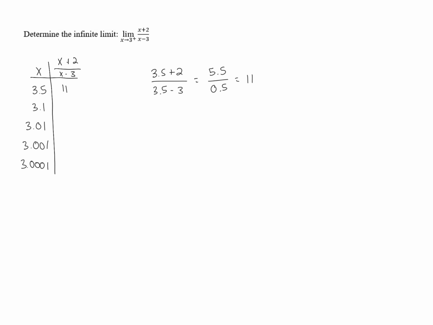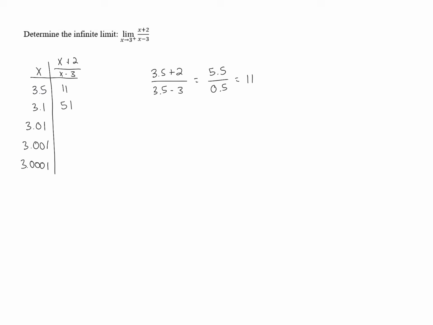Then from there, we can plug in 3.1 to our calculators. And all you've got to do is enter this in, but instead of 3.5s, you've got 3.1s. And when you do that, you get 51.